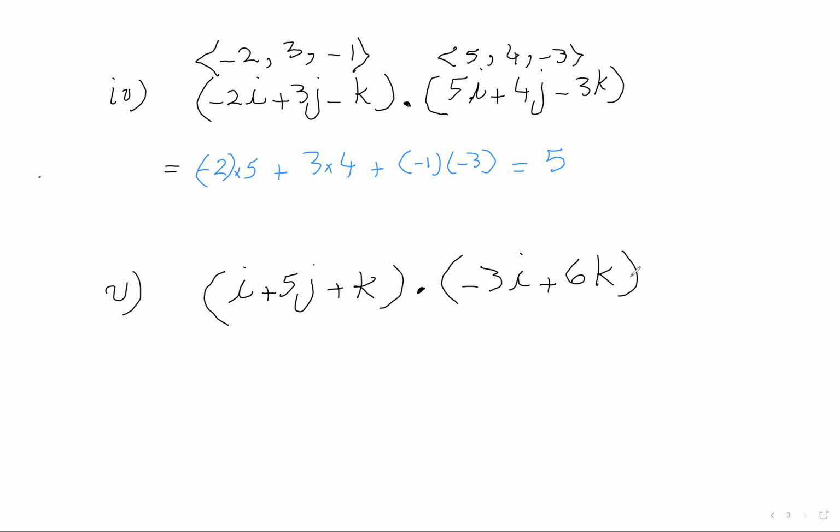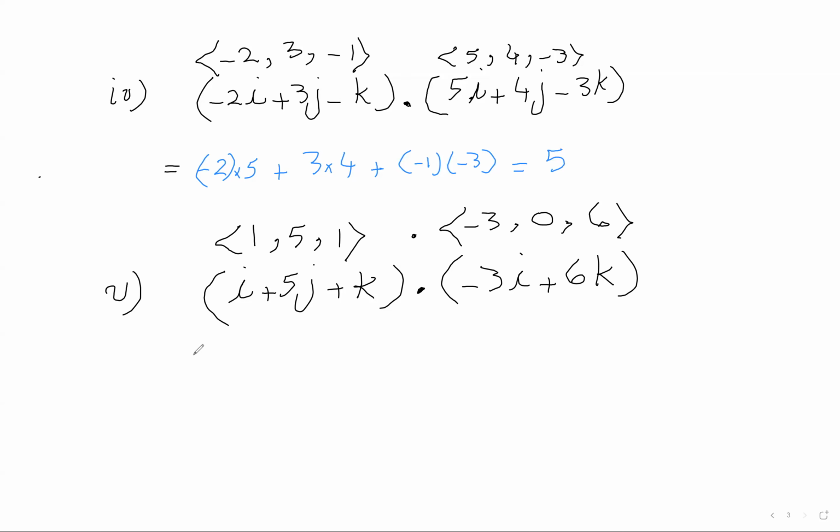So if I want to use the other notation, this means the first vector is 1, comma 5, comma 1. The second vector, the coefficient of i is -3, so the first coordinate is -3. I don't see j, which means it is 0j, so the second coordinate is 0, and the coefficient of k is 6, which means the third coordinate is 6.